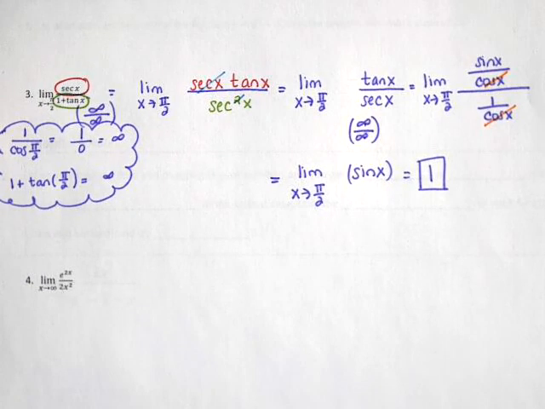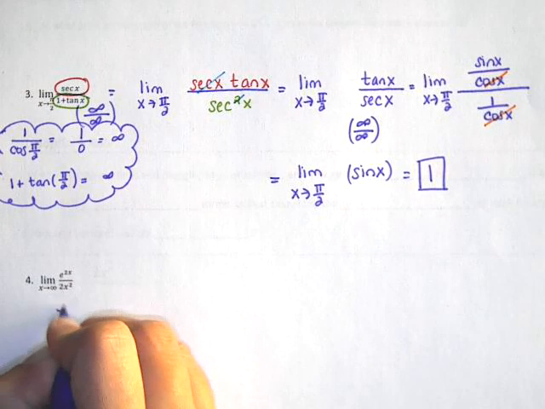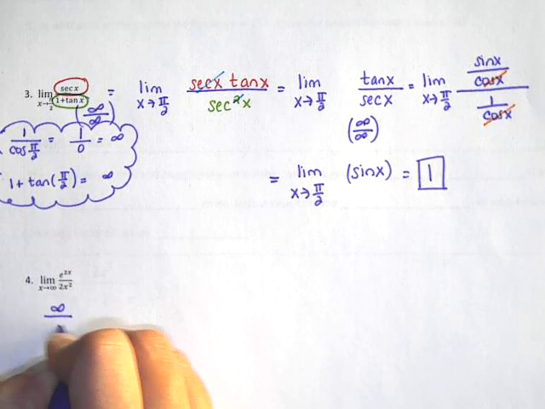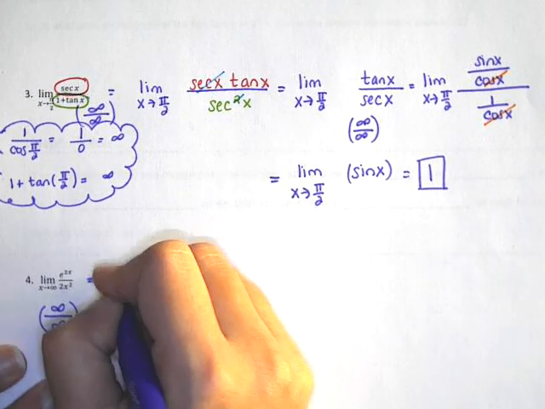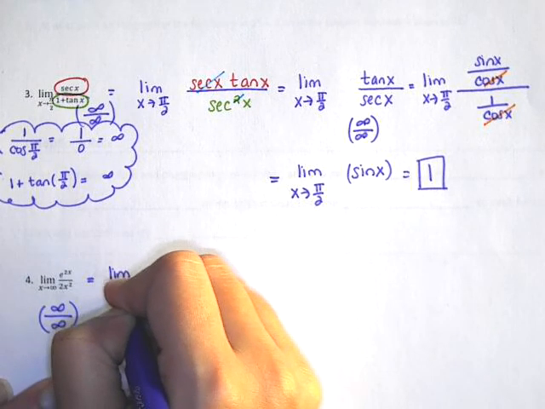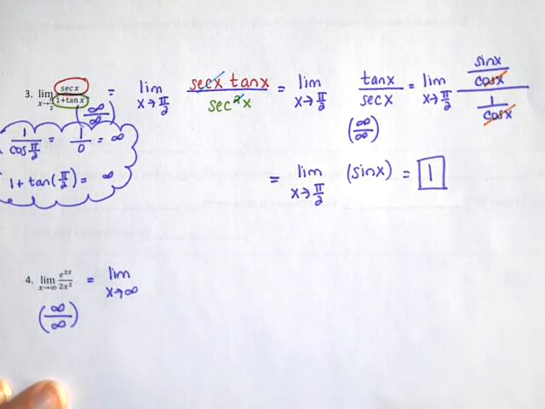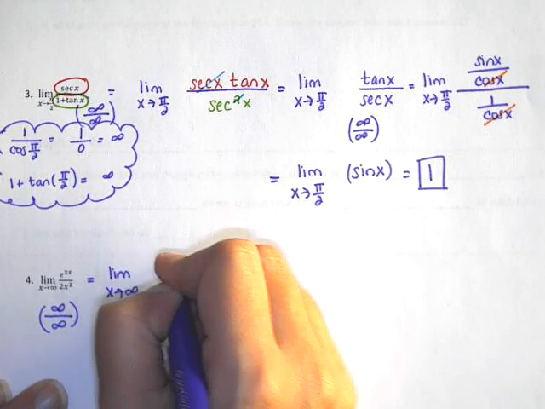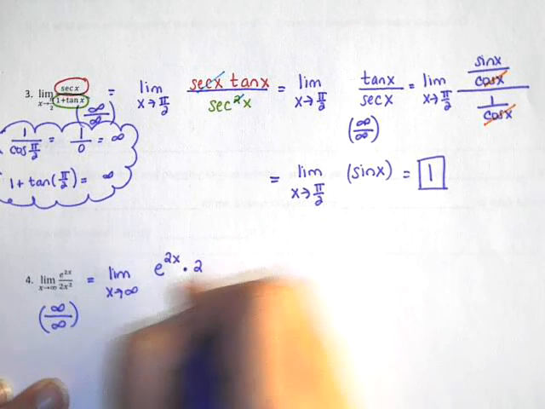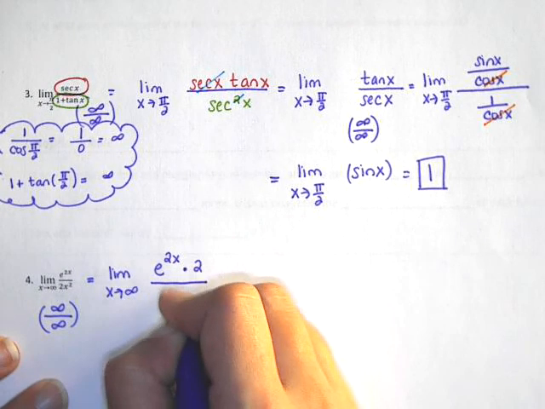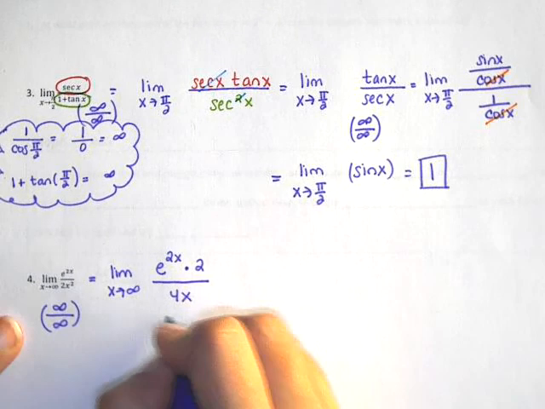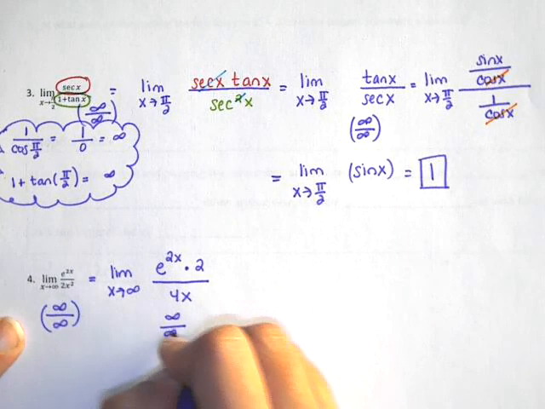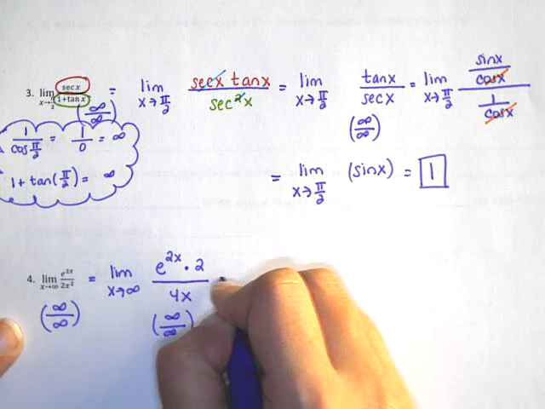Last but not least, number 4. If I try plugging in infinity, e to the infinity is infinity. 2 times infinity squared is infinity. This is definitely indeterminate. If I take the derivative, e to the 2x would be e to the 2x times 2. The derivative of 2x squared would be 4x. Now when I try plugging in infinity again, I still get infinity over infinity.